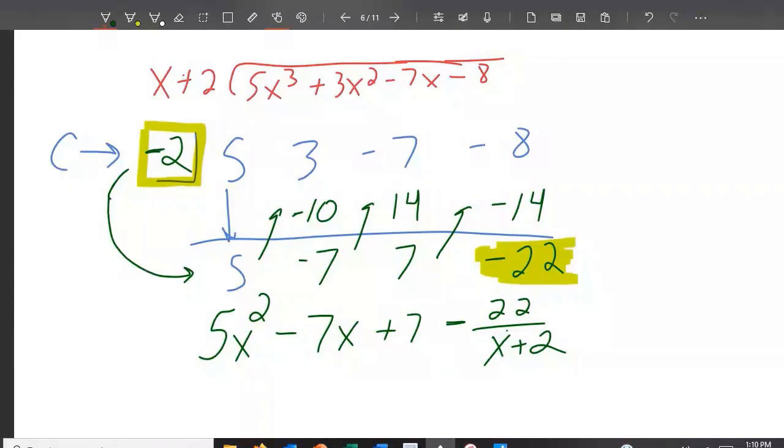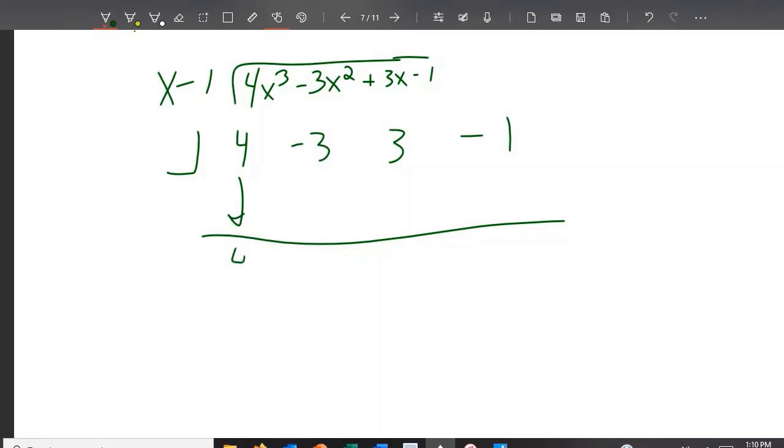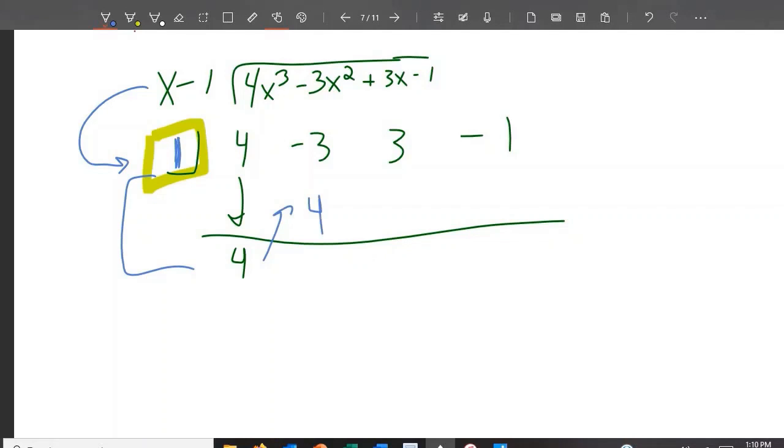Alright, so I'm going to do another example of the synthetic. Got to get used to doing this. This is in the next section too. Alright, we'll set this one up. Bring down the coefficients. Strange looking number. Alright, now, line. What's going to go here is positive 1. Comes from here. Alright, so we take the 1 times the 4, put it here.